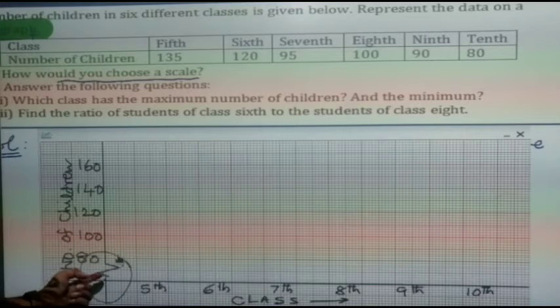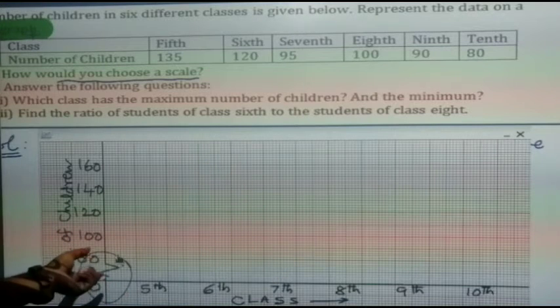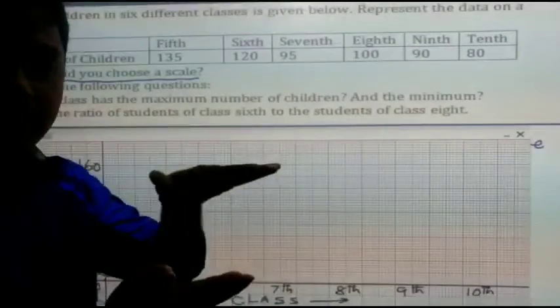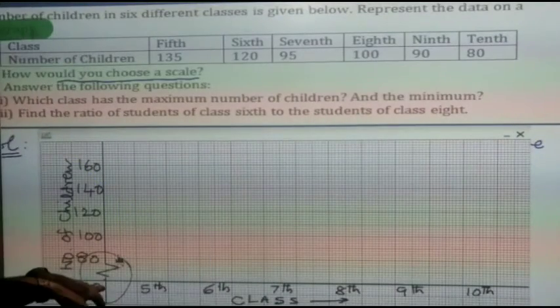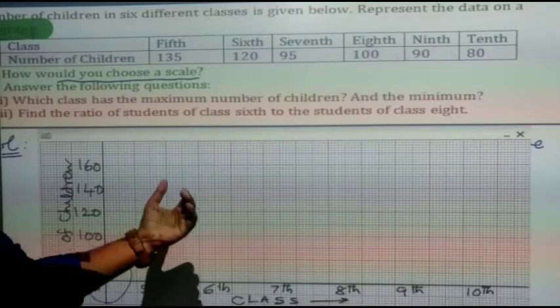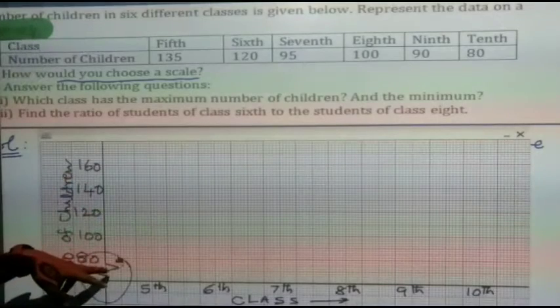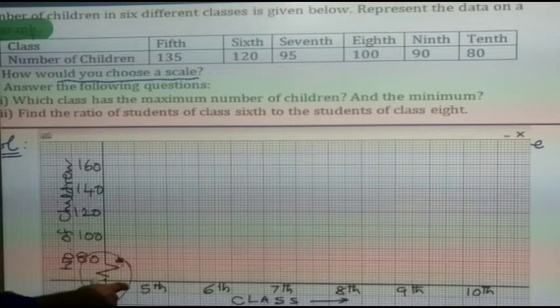You can draw the graph in this way also. Instead of writing 20, 40, 60, 80, if your graph paper is very small, then you can draw in this way, because those values are not there on the scale. You can start with 80, you can give a zigzag line, so directly it will start from 80.